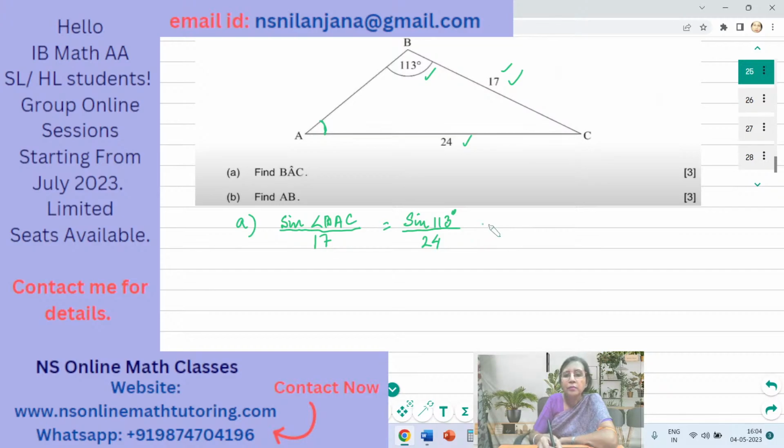This will be sine angle BAC is equal to 17 over 24 times sine 113 degrees, and finally, therefore, angle BAC will be equal to sine inverse of 17 over 24 times sine of 113 degrees. Okay?